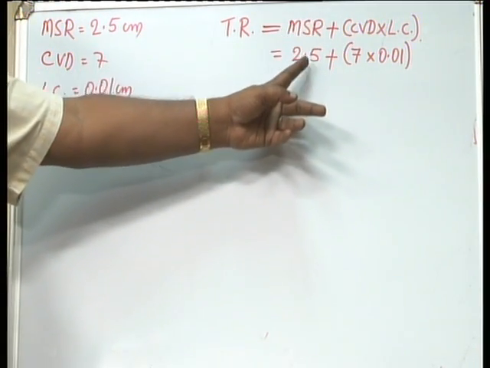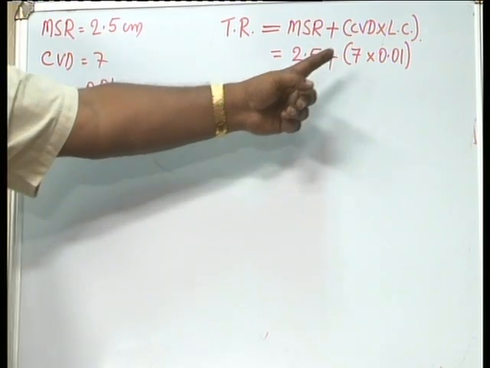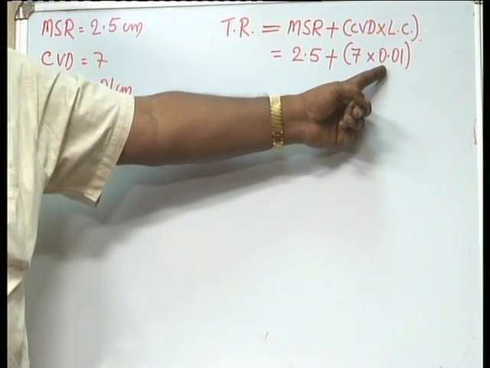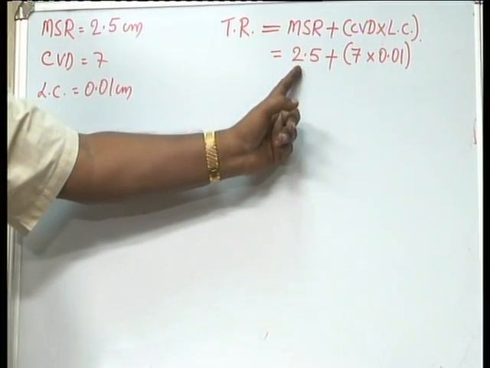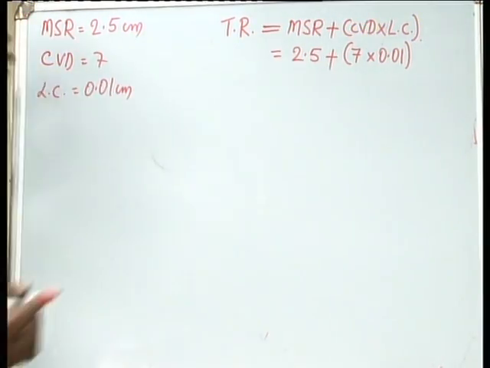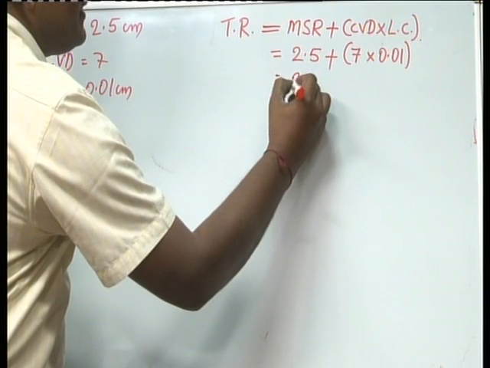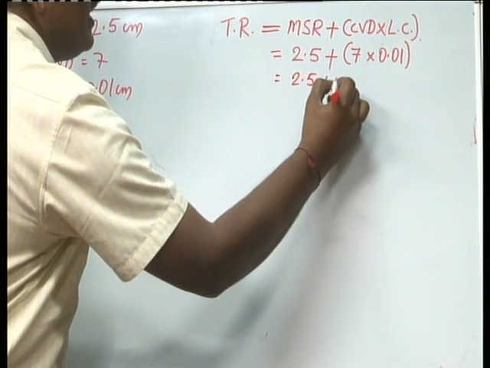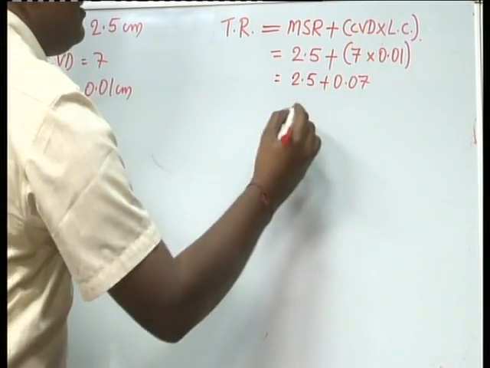If the MSR is expressed in terms of a centimeter, your least count should also be in terms of a centimeter. If it is in a millimeter, it should also be in millimeter. Then the rest of the job is very easy. It is 2.5 plus 0.07 centimeter.